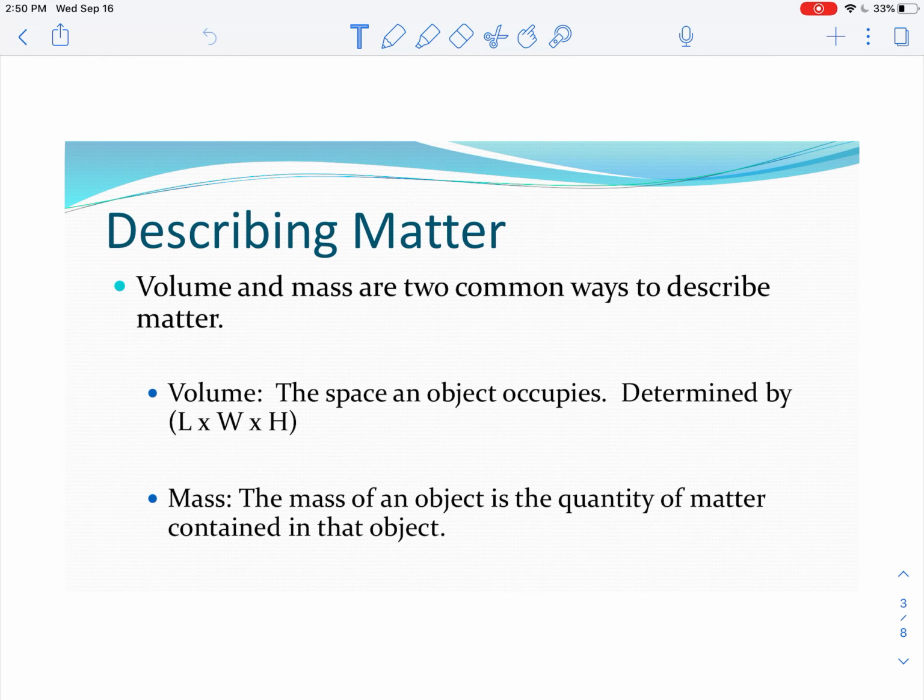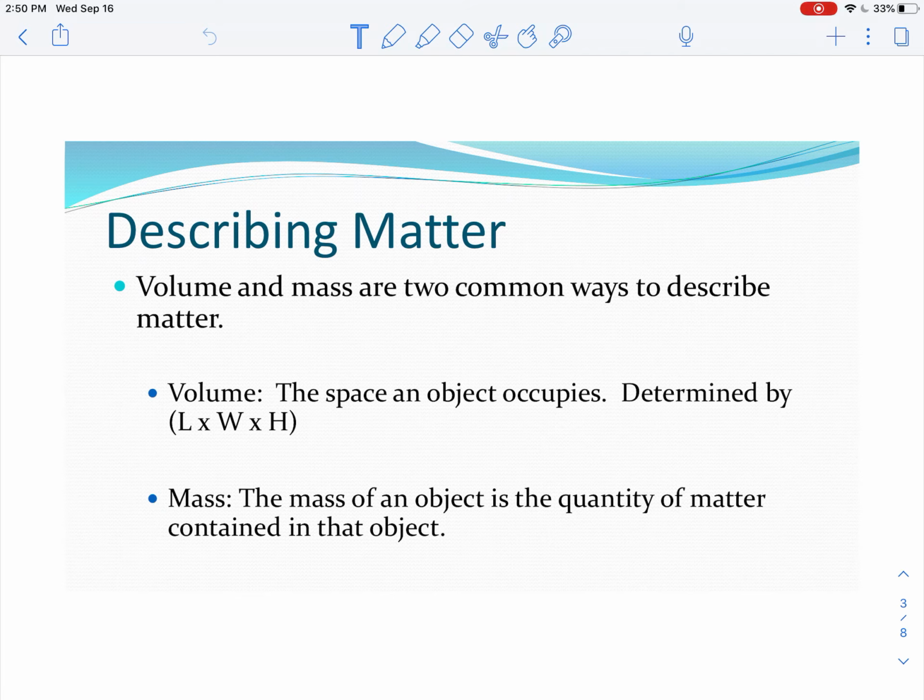In this class, we'll often use volume and mass to describe some matter. Volume, there's lots of ways you could do it. If we were in class, maybe we would do displacement. Like, if you've ever taken an odd-shaped rock and put it into water, you can see how far the water level goes up. That's called displacement.